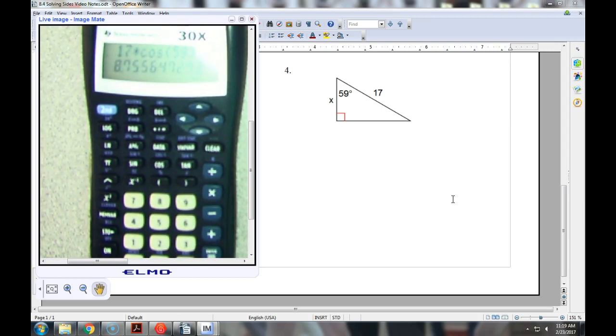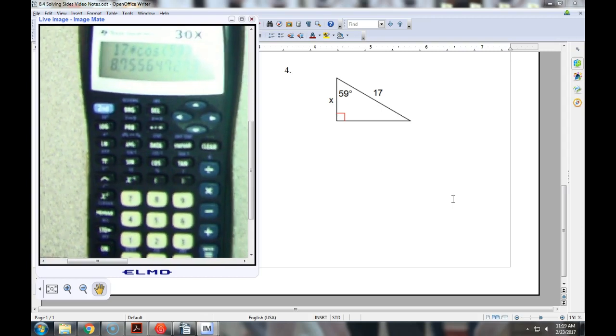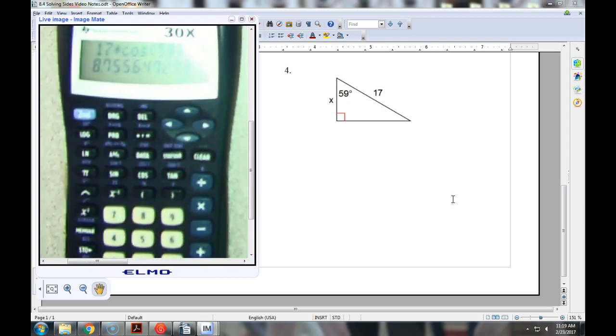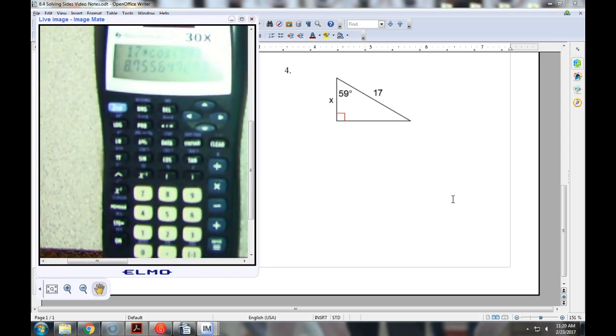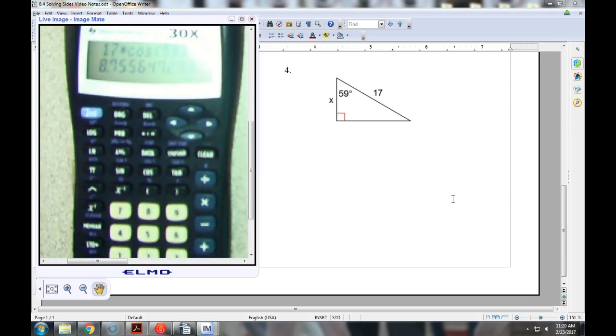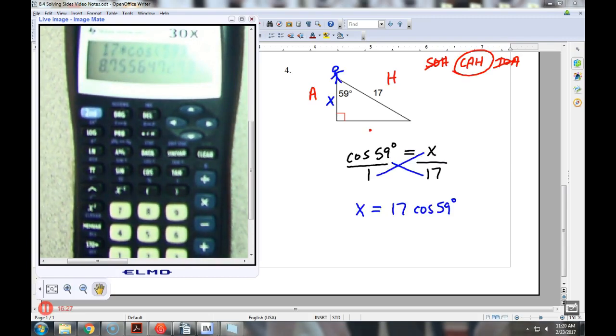I know that's pretty rough to see for you guys at home. I'm going to back out a little bit. Oh, maybe closer was better. I don't know. But 8.75, so let's just call that 8.8. So let's write that down. X equals 8.8. And that makes sense because the hypotenuse is 17, so this leg should be smaller. So I think it checks out.